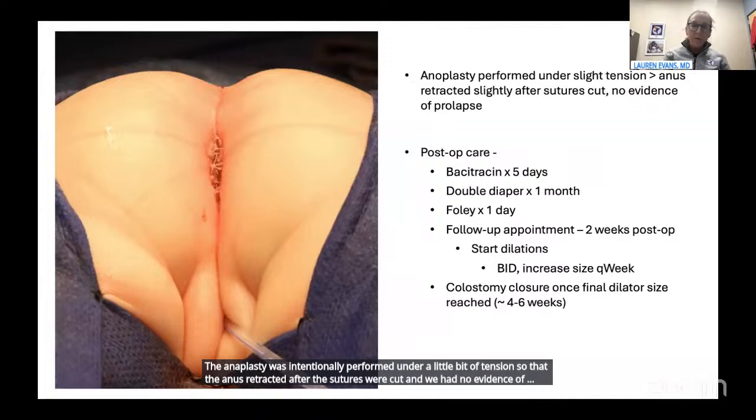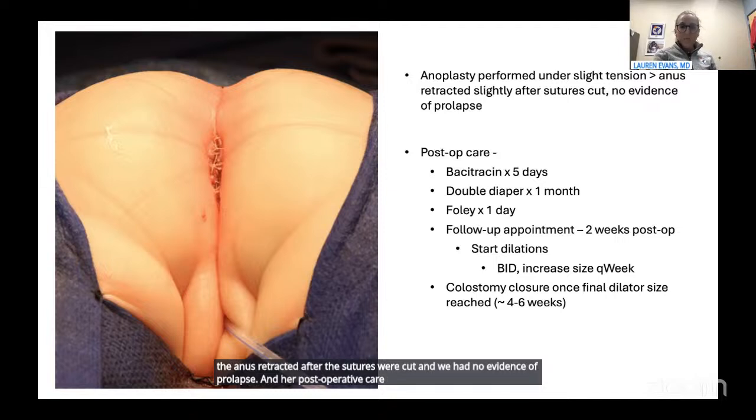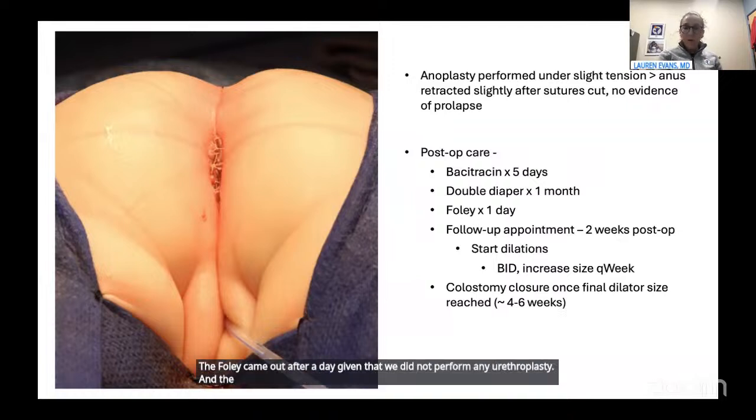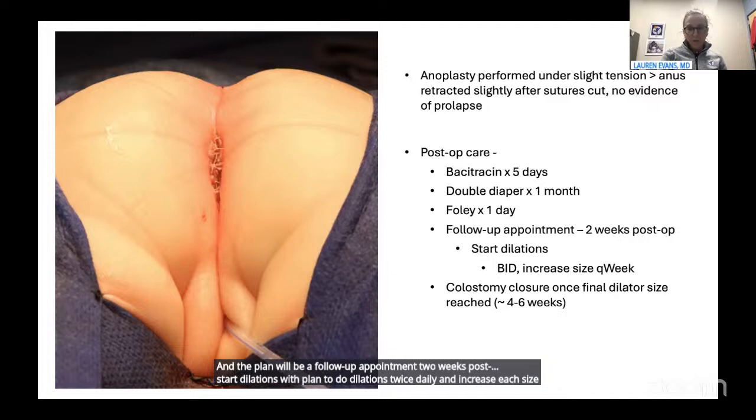Her post-operative care will be bacitracin for 5 days along the incision. She'll be double diapered for a month. The Foley came out after a day, given that we did not perform any urethroplasty. And the plan will be a follow-up appointment 2 weeks post-operatively to start dilations, with plan to do dilations twice daily and increase each size of the Hegar every week. And then she will be a candidate for colostomy closure when she reaches her final dilator size, which is typically about 4 to 6 weeks after starting dilations.